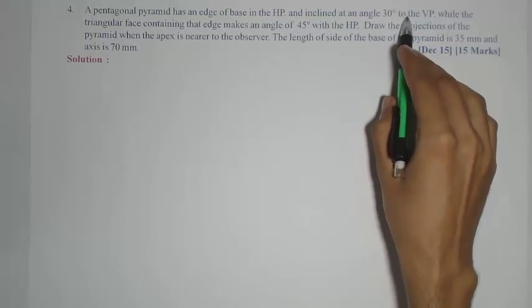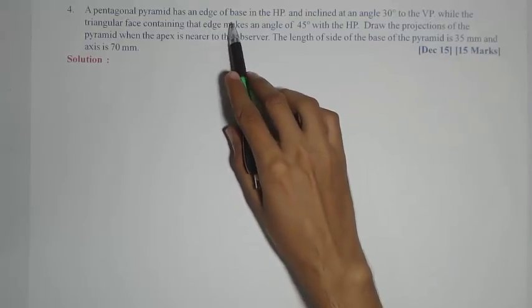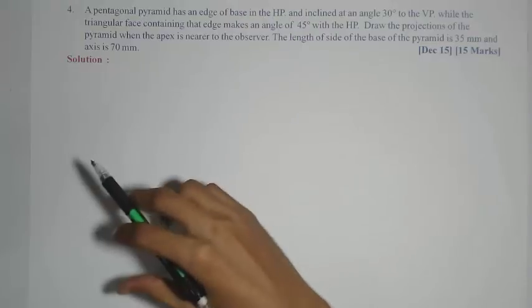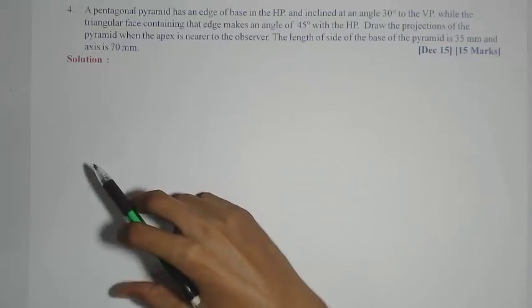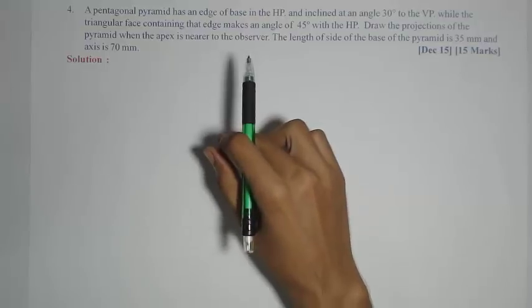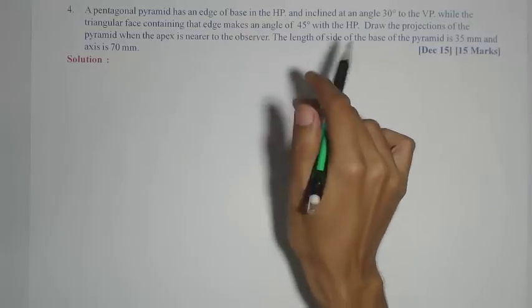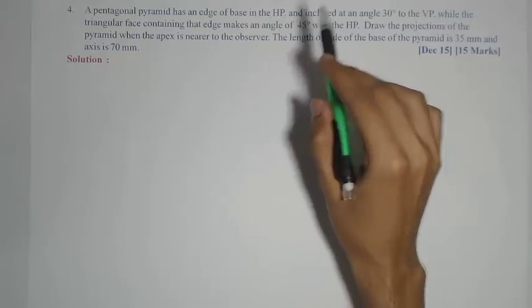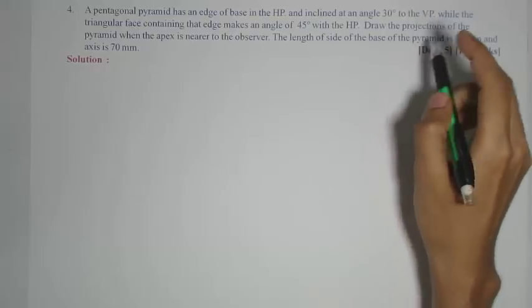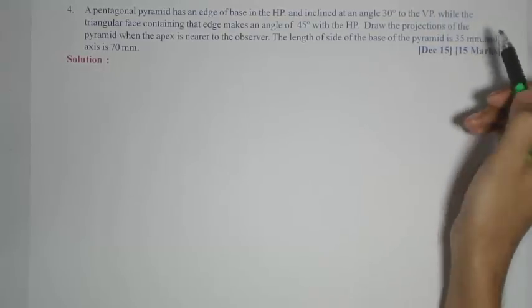Means this 30 degree inclination is given for the base edge which is kept in the HP. Okay, but after starting with top view in first stage, then drawing the front view, then in second stage for redrawing the front view, I need the condition with the HP and not with the VP. So this condition 30 degree with the VP will be used in third stage and not in the second stage.